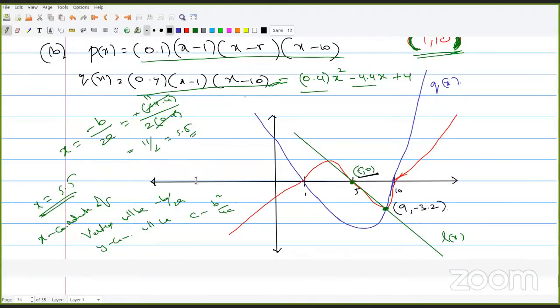Yeah, so that is the river crossing problem. Rizwan wants to cross the river, represented by r of x.